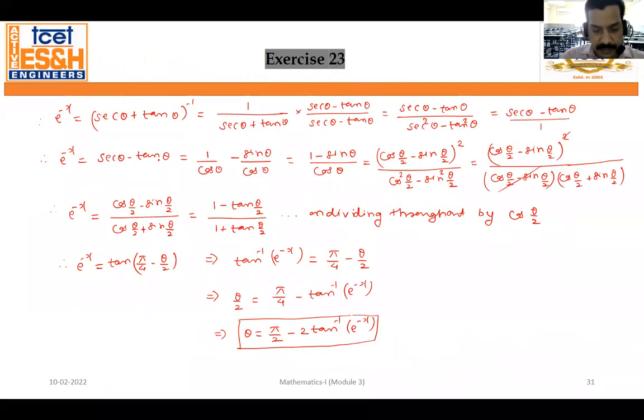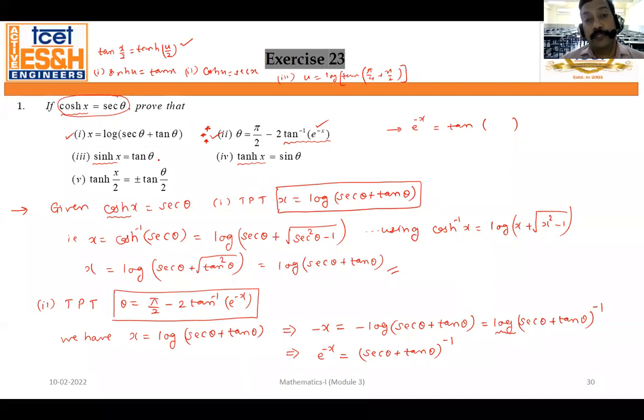Does the second part is clear? Okay, the second part is सबसे important. अच्छा, it doesn't mean that this is the only way to solve the second part. As I said, cos hyperbolic x is equal to sec theta का यूज करके भी तुम ये प्रूव कर सकते हो, बट उससे थोड़ा सा लेंथी होगा, थोड़ा सा कॉम्प्लिकेटेड होगा. That's why I prefer this option of using x is equal to log of sec theta plus tan theta. I prefer this option. Understood?